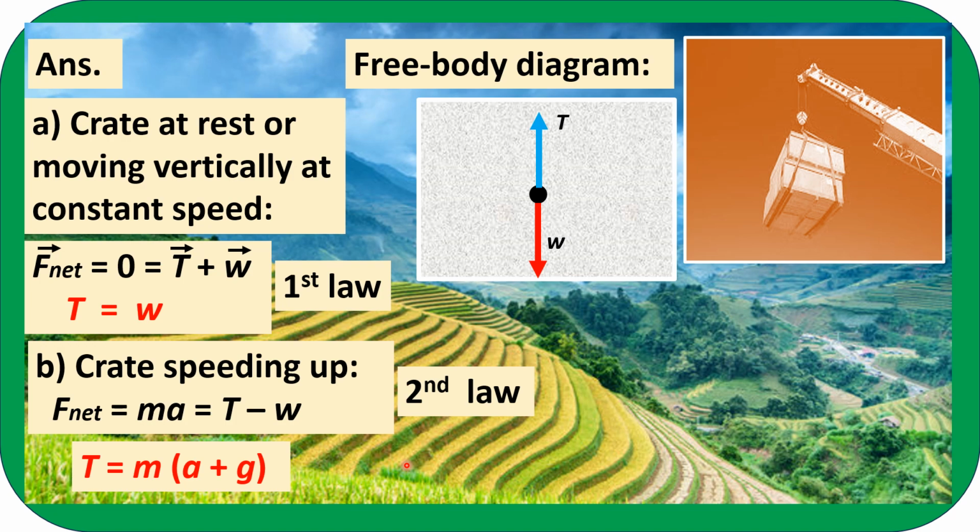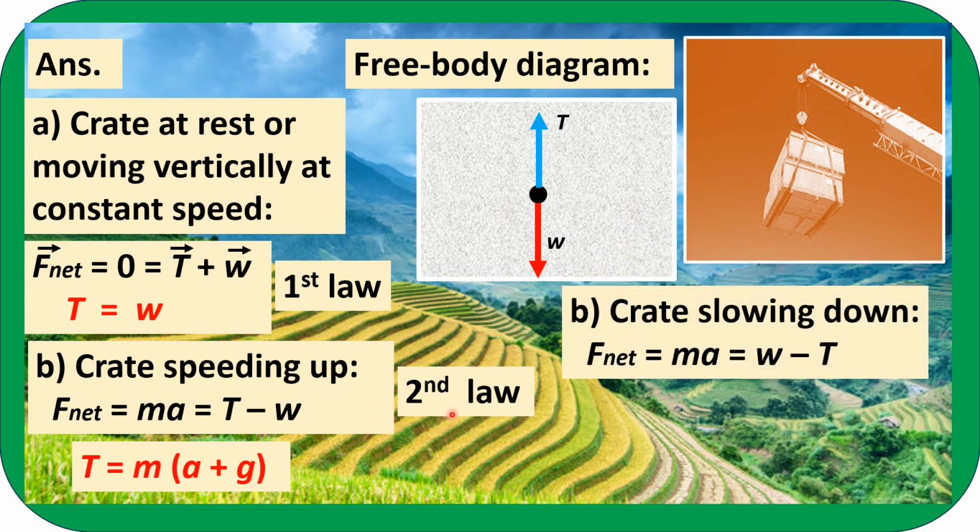Now, the other situation is when the crate is slowing down but moving upward. All right? So, still under Newton's second law, the acceleration is negative, opposite to the motion of the crate. The crate is moving upward, but it is being slowed down, meaning the acceleration is negative or directed downward. That means the net force is also directed downward.